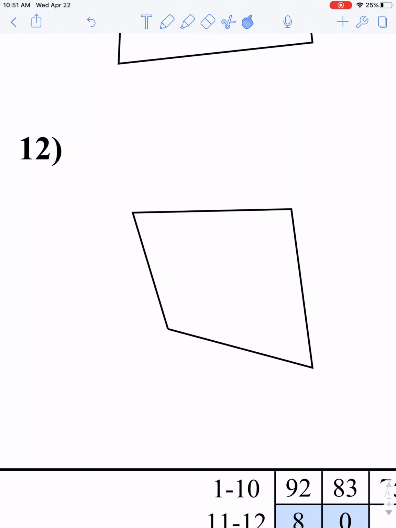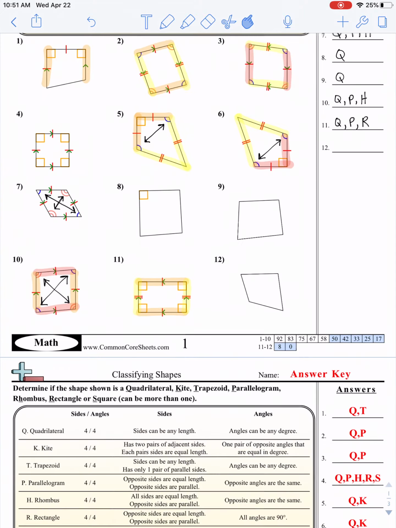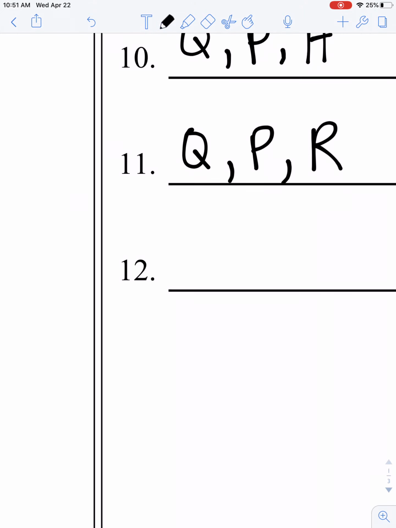All right, lastly, number 12, he's kind of like number 8 and number 9, okay? No parallel lines, no equal lines, no equal angles. This guy only has 4 sides, so we can only identify him and classify him as a quadrilateral. Q.